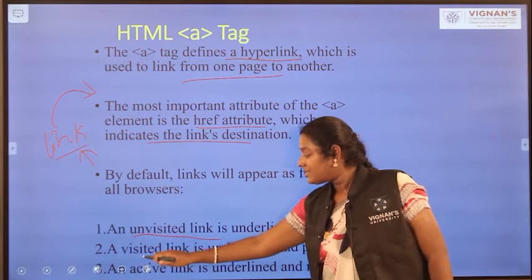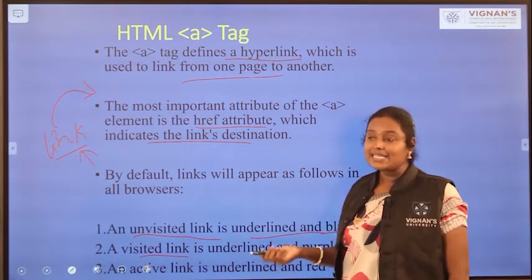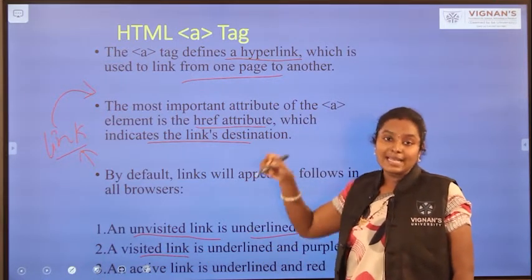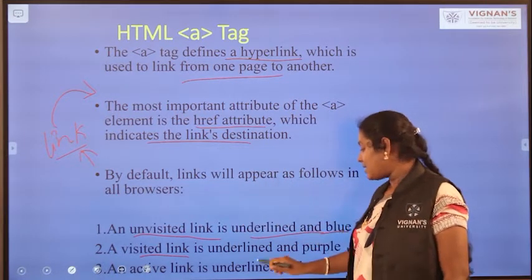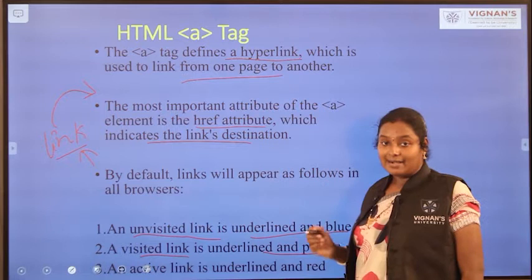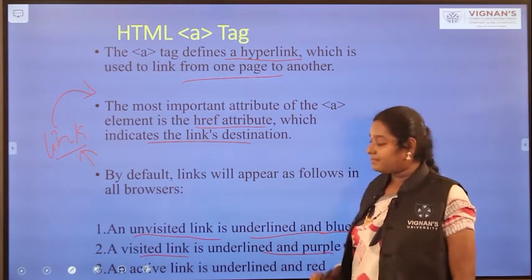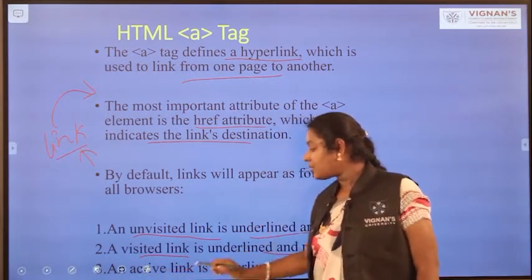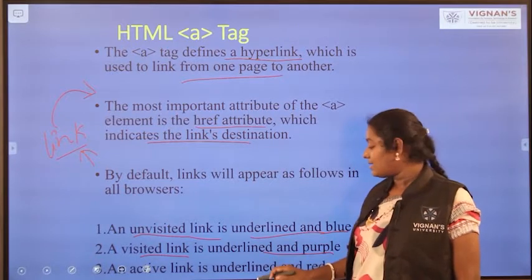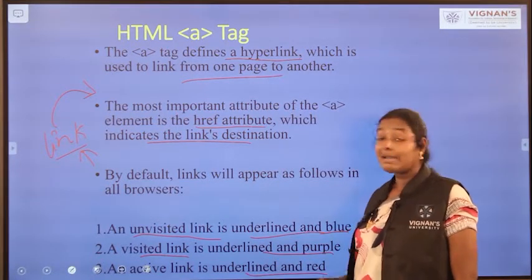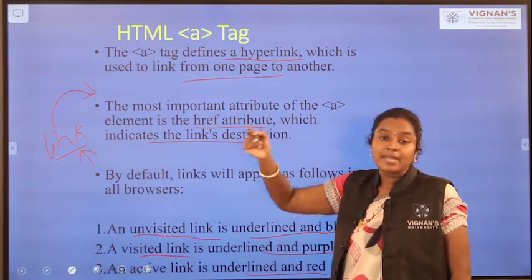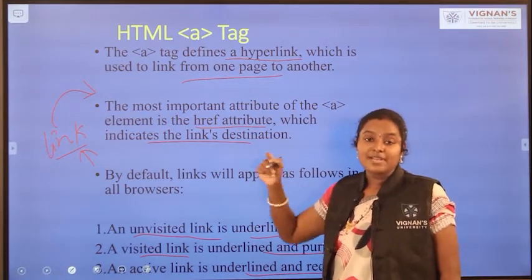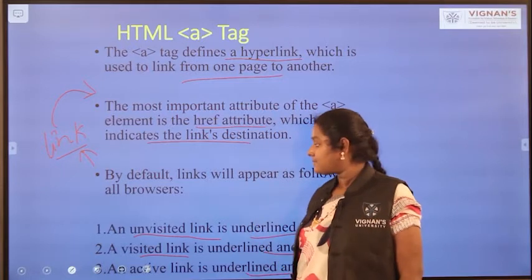Next one is the visited link. A visited link is nothing but a link that you have clicked, and then it appears as a visited link. Generally these are underlined and purple in color. And the next one is the active link. Active links are generally underlined and red in color. Whenever you are clicking the link, at that time it will appear in red color. Those types of links are called active links.